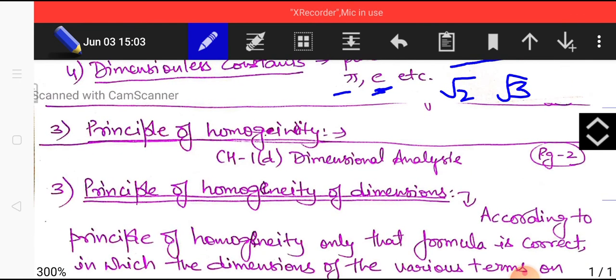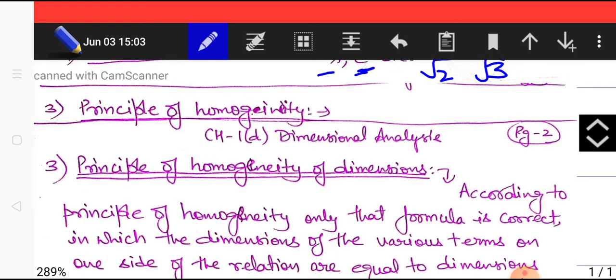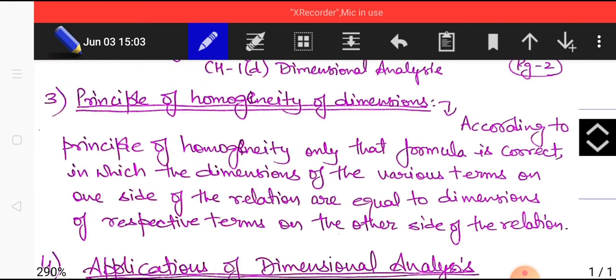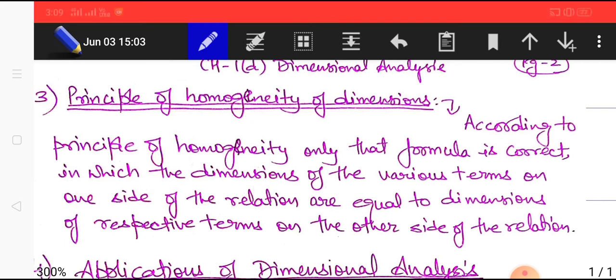Then comes the principle of homogeneity. What is the principle of homogeneity? According to the principle of homogeneity, only that formula is correct in which the dimensions of various terms on one side of the relation are equal to the dimensions of the respective terms on the other side of the relation.